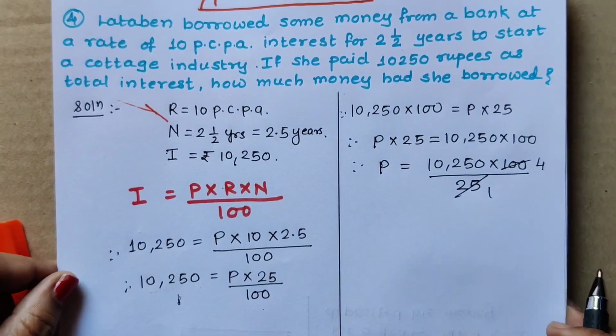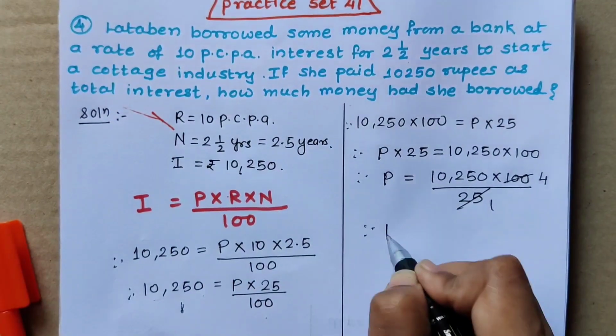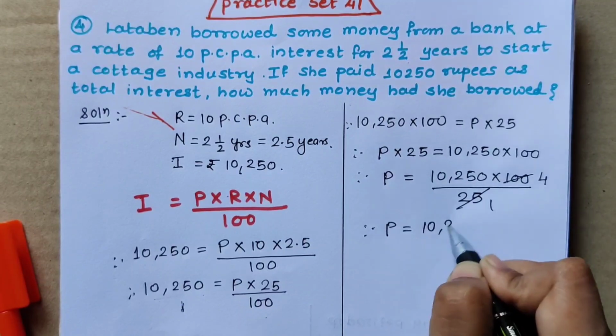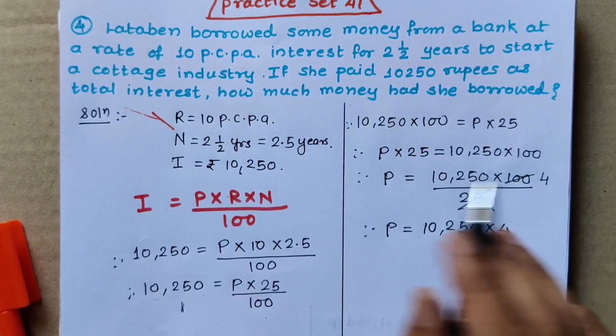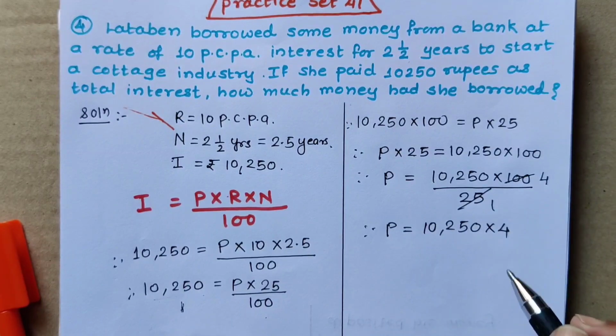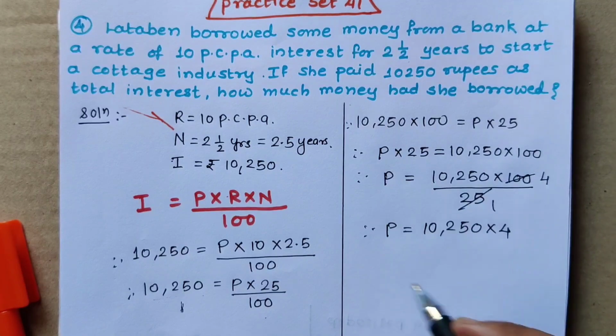Now simple, we are getting multiplication. Therefore P is equal to 10,250 multiplied by 4. This denominator is cancelled totally. There is nothing in the denominator. So we are getting simple multiplication, 10,250 multiplied by 4.